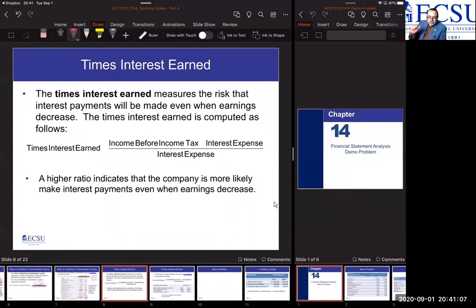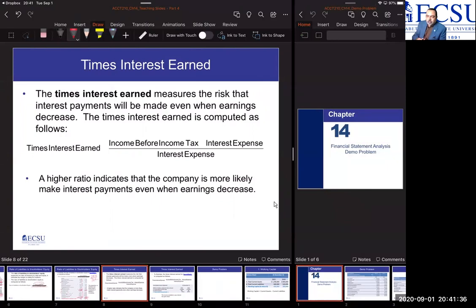Now we're going to go on to the third ratio. The third ratio is times interest earned. The times interest earned basically measures the risk that interest payments will not be made when earnings decrease. So if you have, let's say, $1,000 of interest to be paid, but you're making $10,000 as income, then you have the possibility of paying that interest 10 times.